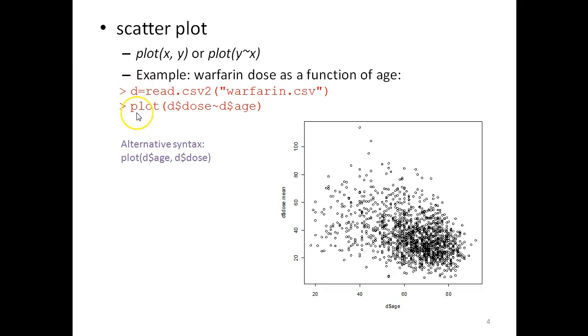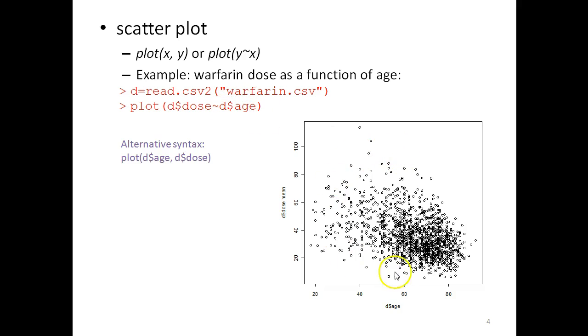And first of all, we'd like to make a scatter plot demonstrating the association or relationship between doses and the age of the patients. And those are stored in two separate columns in the dataset, column dose and column age. And we write plot $dose tilde $age. And $dose here contains the Y values. These are the X values for the plot.